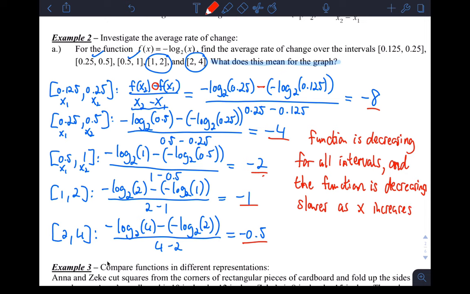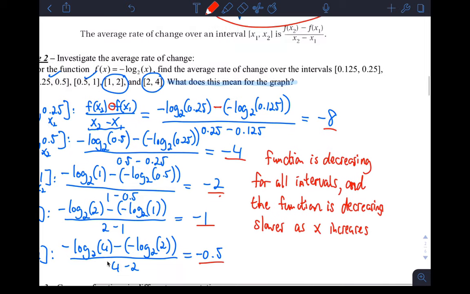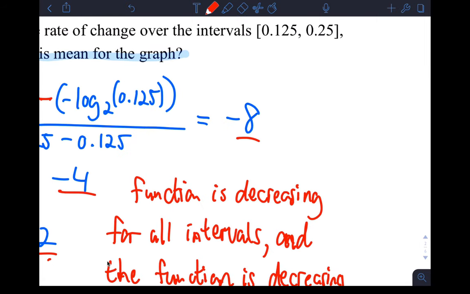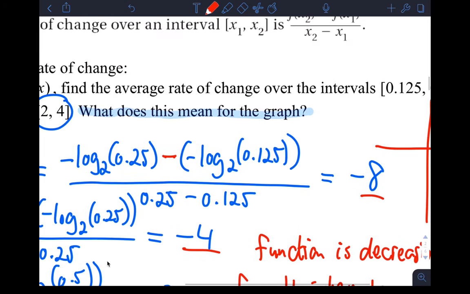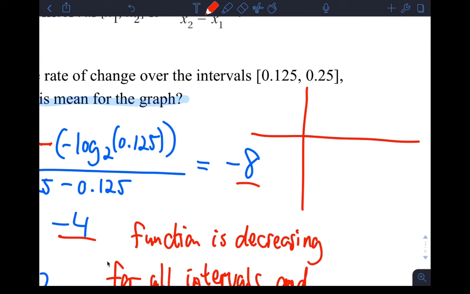Okay, so what this says is that the function is still decreasing, but it's decreasing at a slower rate as x increases. So it's not this situation. If we were to graph this function, let me see if I can zoom in here and do it. Because it's negative, we know that if you have negative log base 2 of x, it's actually reflected across the x-axis, so it looks something like this.